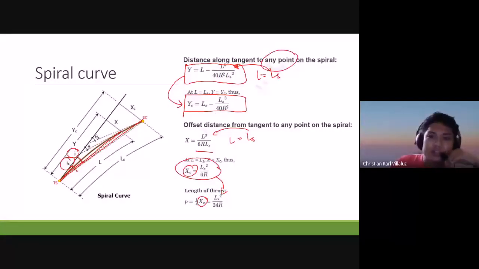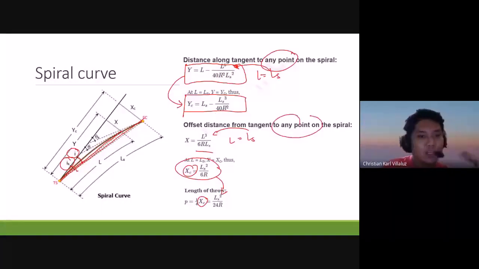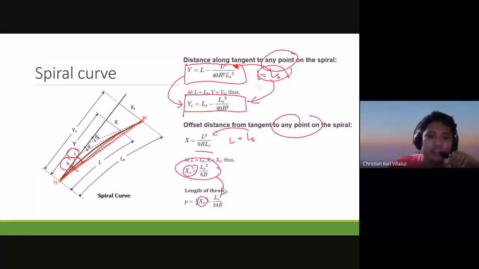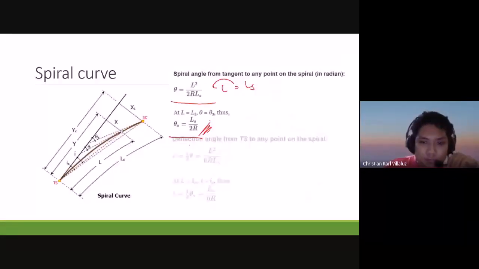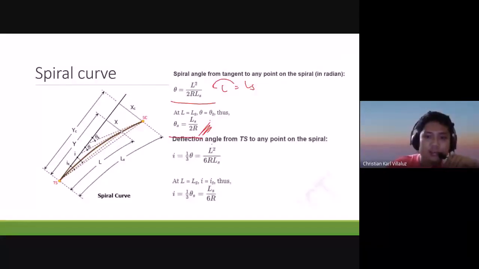So offset distance, para kung pinapahanap naman is from TS to SC, just replace or just substitute L by LS in order to determine the YC and XC. Ganun din sa theta S and sa IS. I think this is IS. Okay? So, yun.